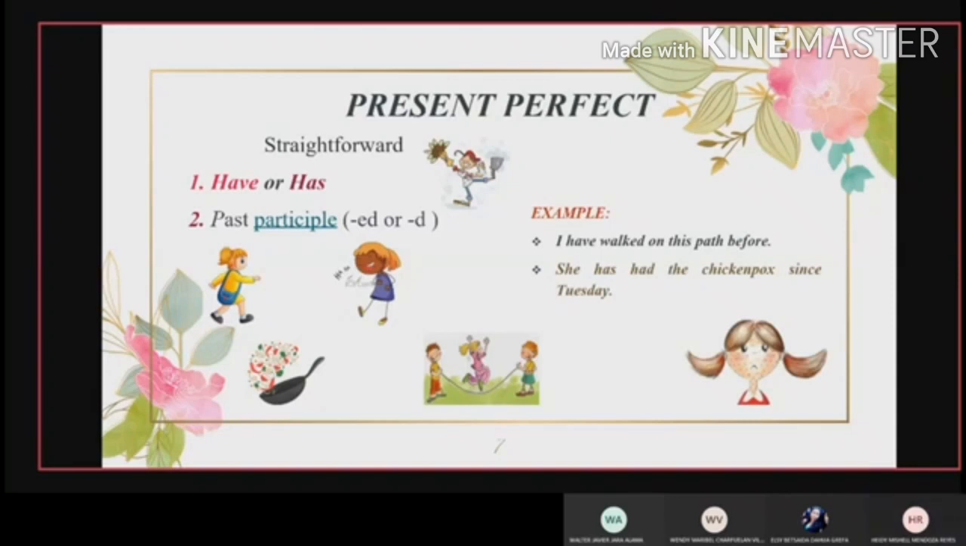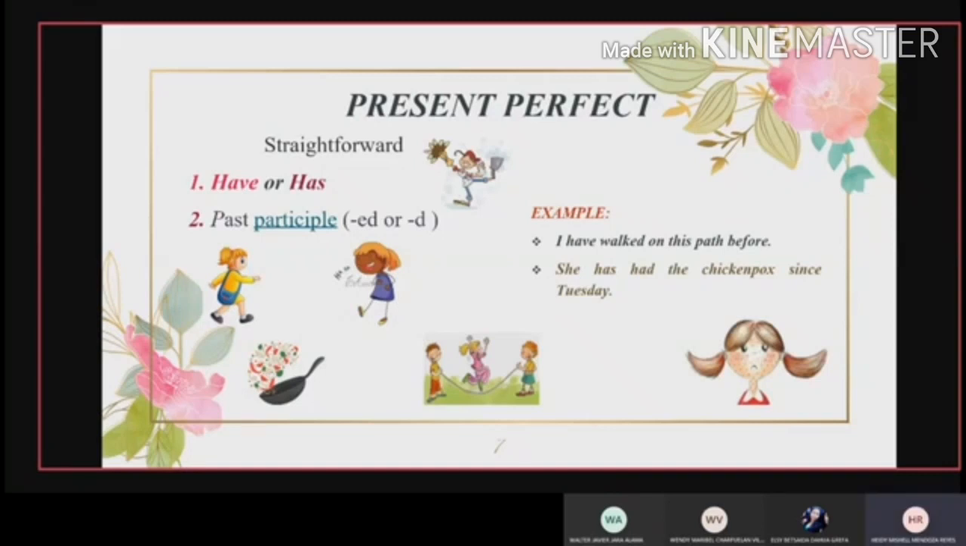Example: I have walked on this path before. This example shows how the present perfect can describe something that occurred, or the state of things, at a specific time in the past. Another example: she has had a chick post since today. You can use the present perfect to talk about the duration of something that started in the past and is still happening.